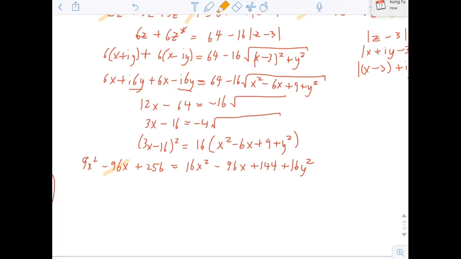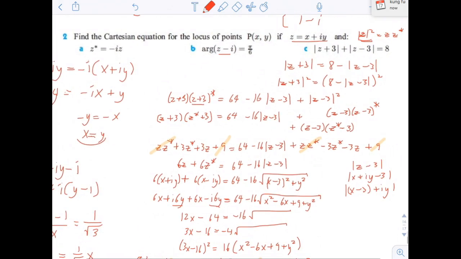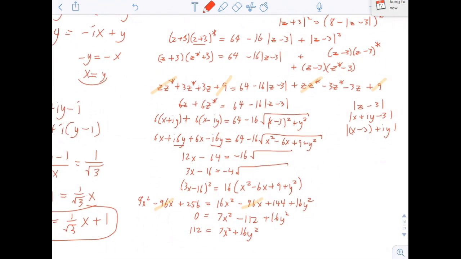Now I can cancel out the 96x's here, and I can combine like terms. So I get 7x squared. 144 minus 256 gives me a minus 112 and 16y squared, and then I end up with 0 on the left side. And I could make this into a conic. It would be an ellipse. So that is a relationship between x and y, which is an ellipse, and that would be the solution to this last one. Okay. And that's it for this page.